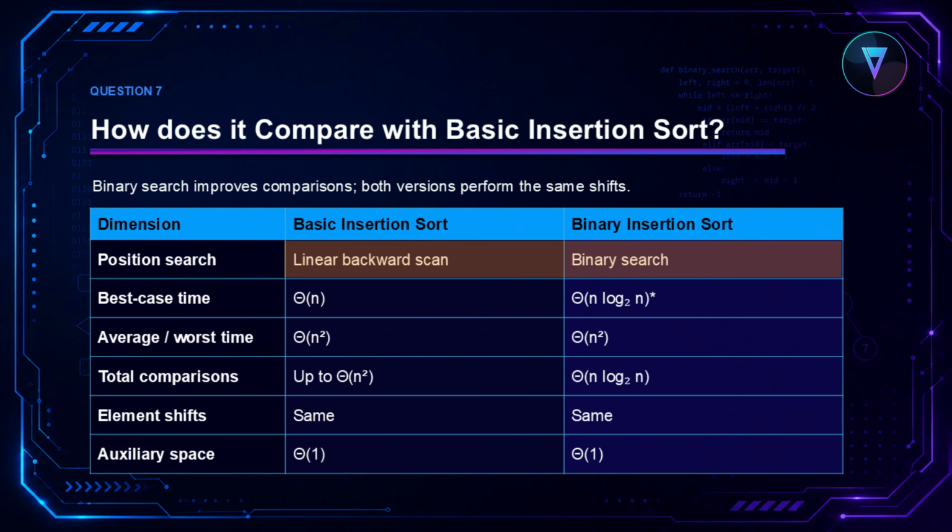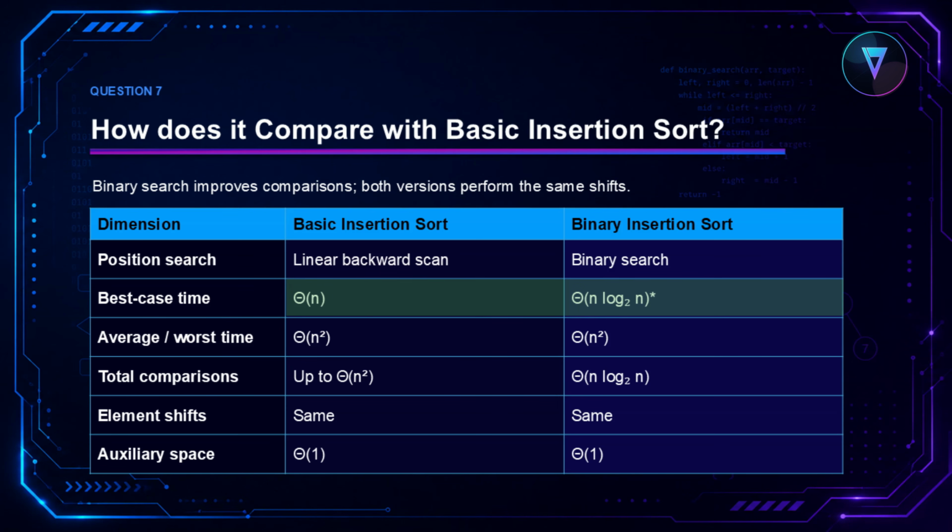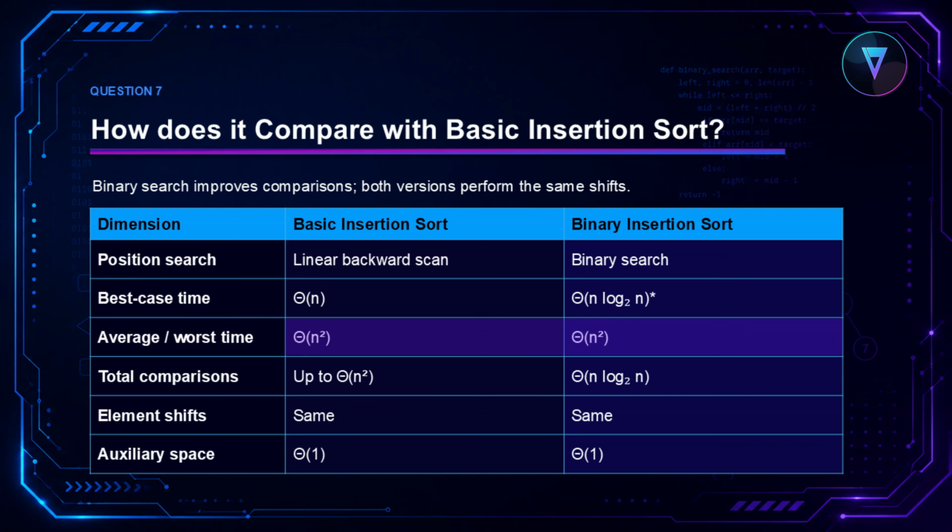How does binary insertion sort compare with the basic version? Basic insertion sort scans backward linearly, while binary insertion sort finds the position with binary search. This reduces total comparisons from as much as O of n squared to O of n times log of n. However, both versions still have O of n squared average and worst case time because their shifts are the same.